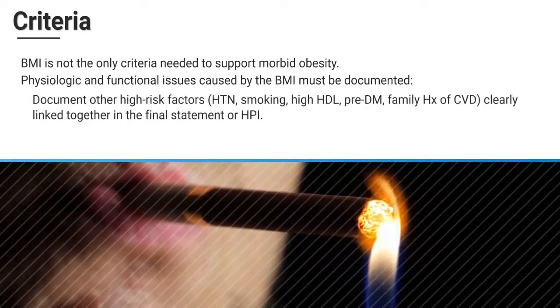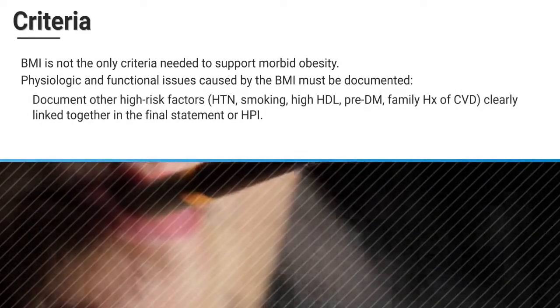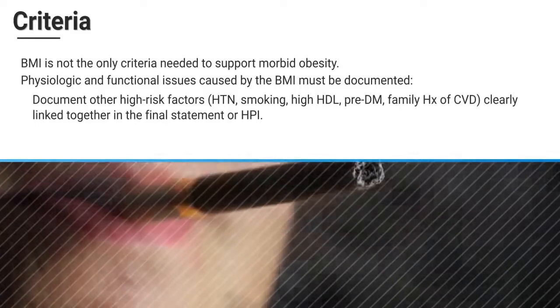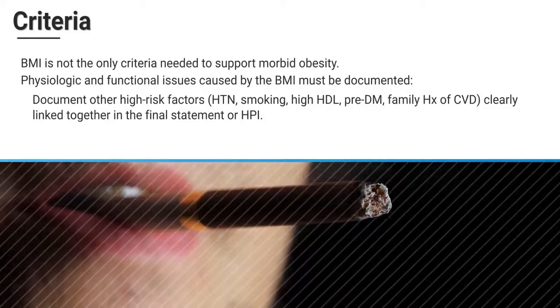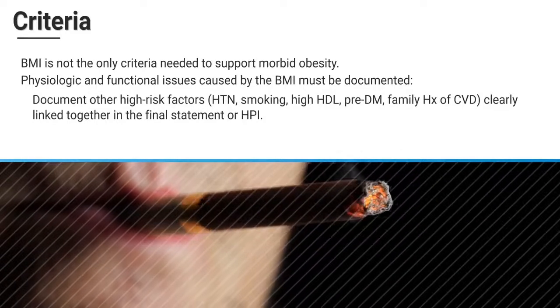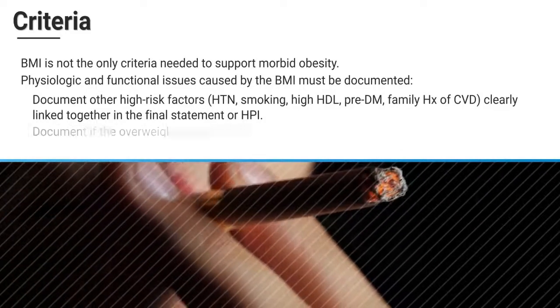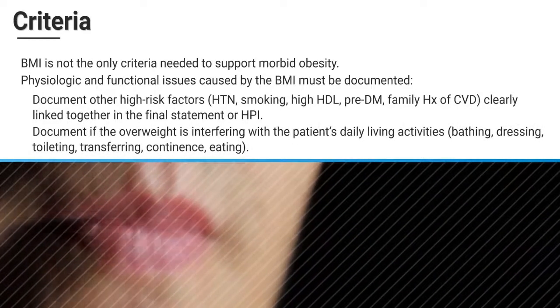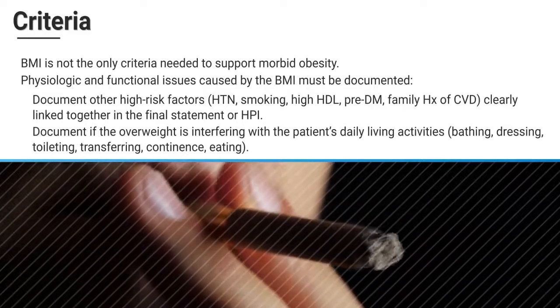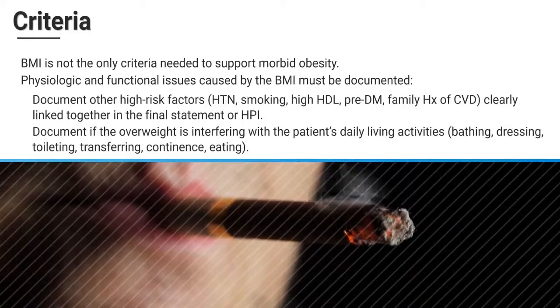Document other high-risk factors: hypertension, smoking, high-density lipoproteins, prediabetes mellitus, family history of cardiovascular disease, clearly linked together in the final statement or HPI. Document if the overweight is interfering with the patient's daily living activities: bathing, dressing, toileting, transferring, continence, eating. Let us look at the ICD-10 codes associated with morbid obesity.